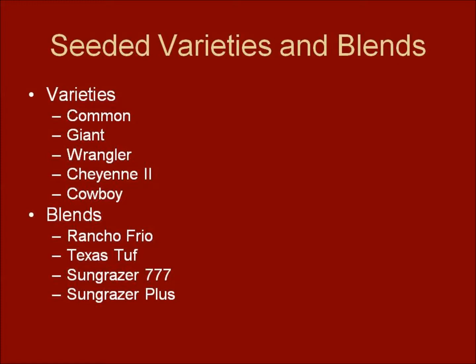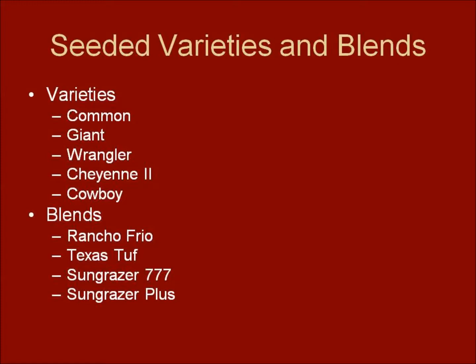And there's also blends of these seeded varieties that you can purchase, and these are some of the blend names. Rancho Frio is a blend that contains common, giant, and Cheyenne. Texas Tough is another popular variety that is common and giant. Sungrazer 777, and also Sungrazer Plus. These contain different amounts of common, giant, and Wrangler, but all of these blends will work well in our clay soils here in North Texas, as well as these seeded varieties that I have listed here.